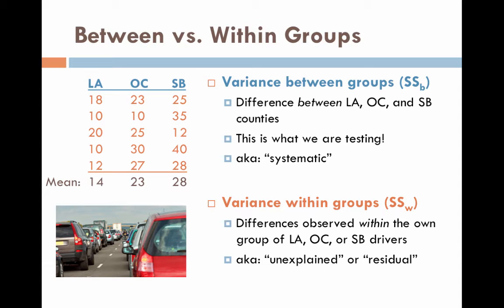What's the variability between the 5 people from Orange County? What's the variance between the 5 people from San Bernardino County? This is the variance within groups. This is also known as our unexplained or residual errors, or residual variance.